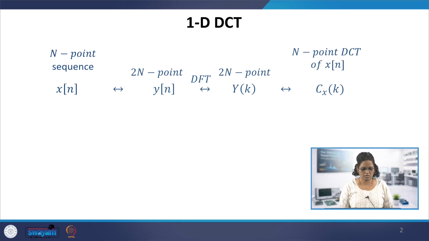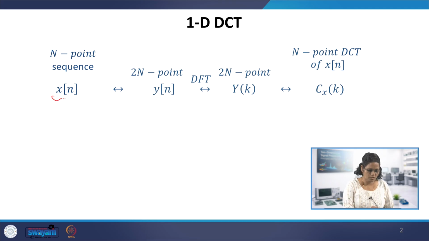Today we'll look at the discrete cosine transform, one-dimensional as well as two-dimensional, and how we extend the one-dimensional DCT to two-dimensional DCT. Though there are many types of DCT, we'll look into the even symmetrical DCT. How do we get it through the DFT? The background process of computing this 1D DCT is as follows.